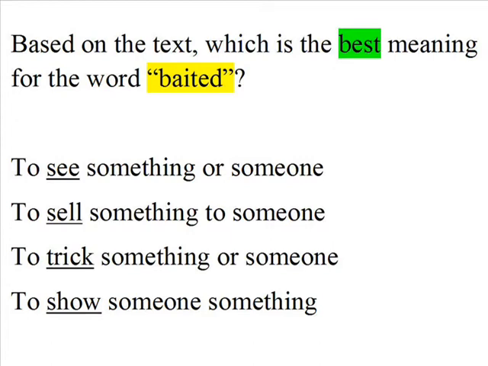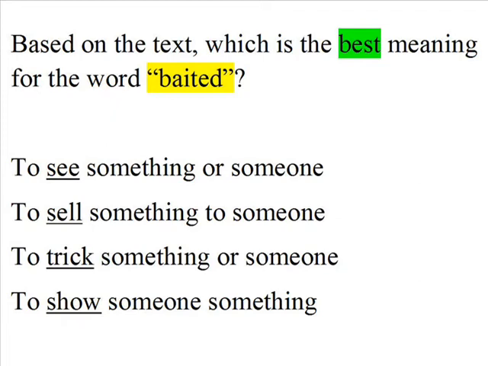A, to see something or someone. B, to sell something to someone. C, to trick something or someone. D, to show something to someone. Next, I'm going to underline words that could replace the word baited in the text. Of course, I'm going to have to add ed to the end of these words, but this gives me something to go by.